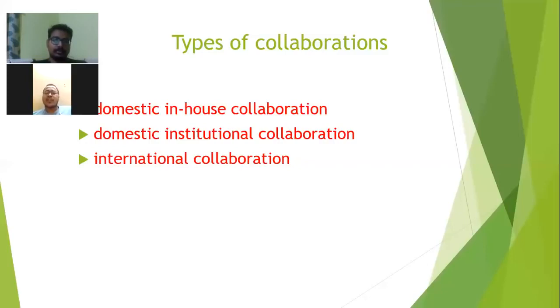Means within the institute you are collaborating with other faculty members of a different area by doing interdisciplinary research. Yes. So in this, I want to add one point, which is again a very anecdotal point based on my experience.